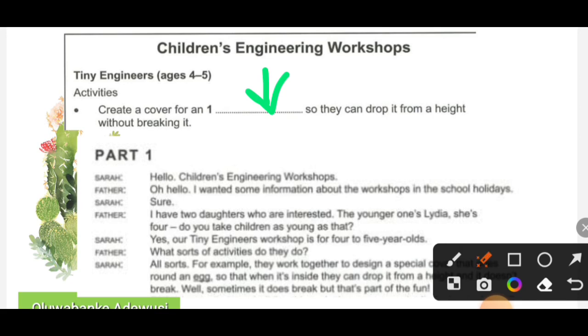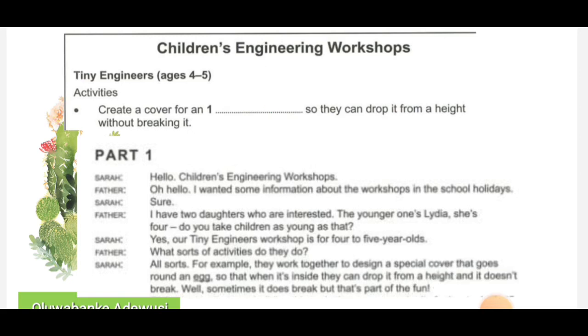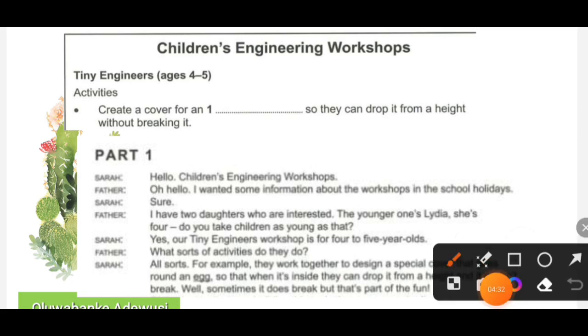Also, there is possibility that as you listen, they will mention tiny engineers. You can see tiny engineers here. They will mention activities, right? And they can use synonyms. For instance, when we read this question number 1, create a cover for an dash so they can drop it from a height without breaking it. You will see that you can see children's engineer here.